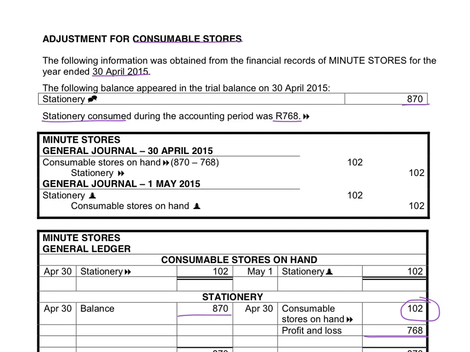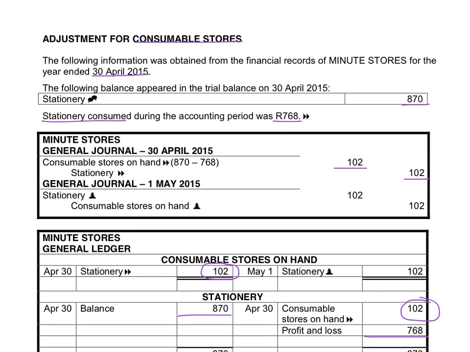So I will credit my stationery account to reduce my expense, and I will debit consumable stores on hand to increase my asset. So consumable stores on hand is debited to create an asset. Stationery is credited to reduce the expense. This account is only valid for 1 day.